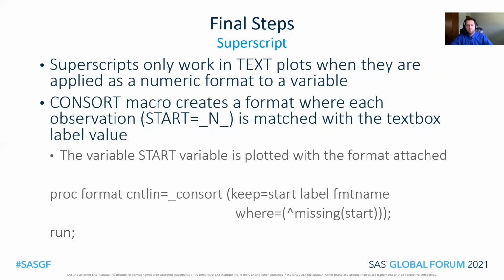Finally, to get superscripts, they only work in the text plots when they apply as a numeric format to a variable. So I get around this by making a numeric value, which is just the row of the data set. I name that start. I then use that start along with label with an approx format in order to make the format, which is just that text value, to be applied to the start variable. And then I plot my text with the start variable instead and just apply the format. Then if I have any Unicode or superscripts, which are very common in consorts because you'll have footnotes, they will show up properly in the text boxes.